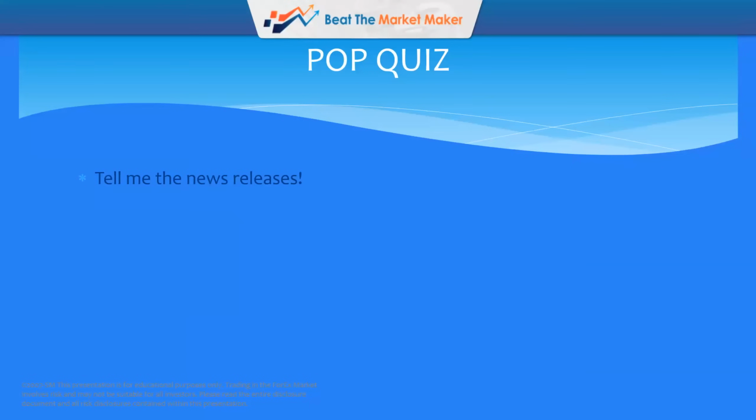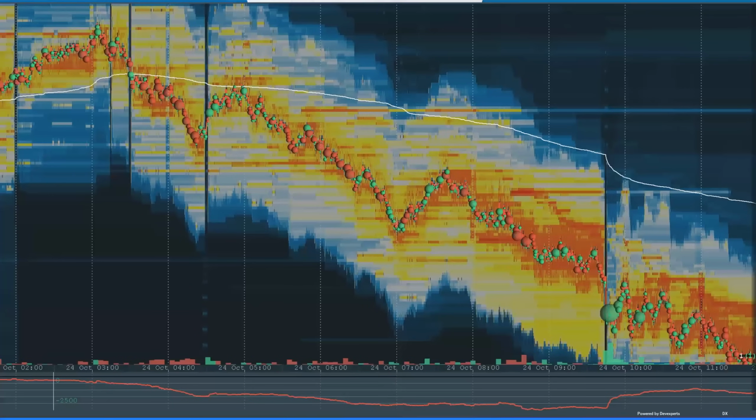All right, so I already gave this away. The pop quiz was to tell me the news releases. And this is all the book at the end of the day squished together, right? News, news, news, news. It was a busy news day. You can go look up October 24th last week.